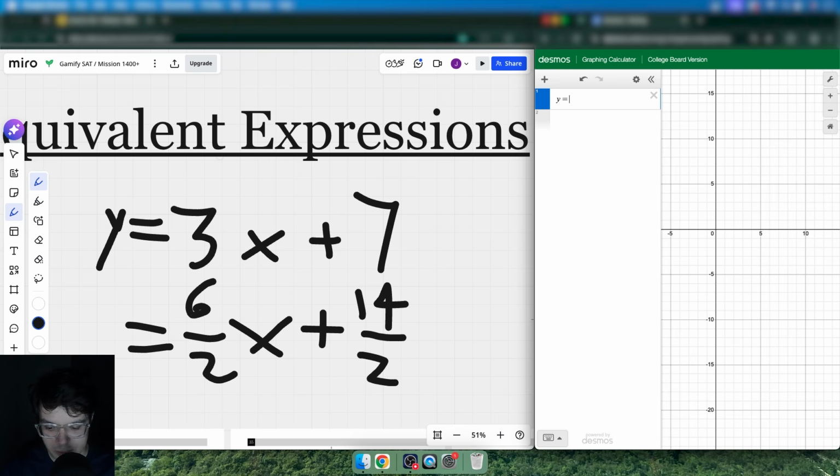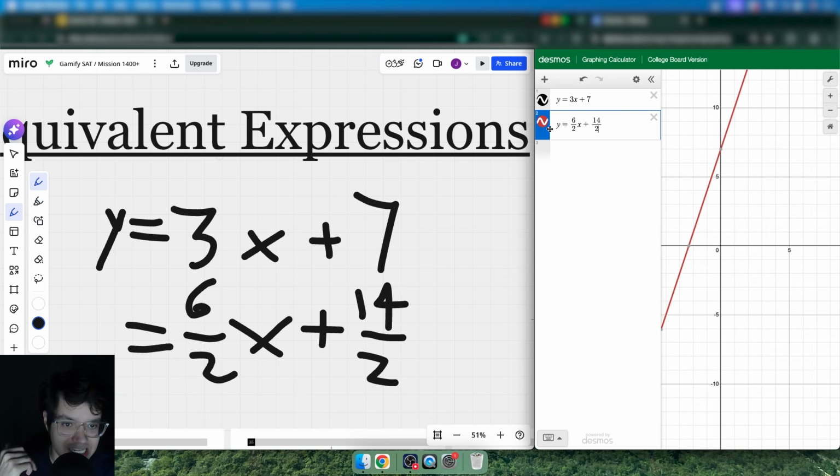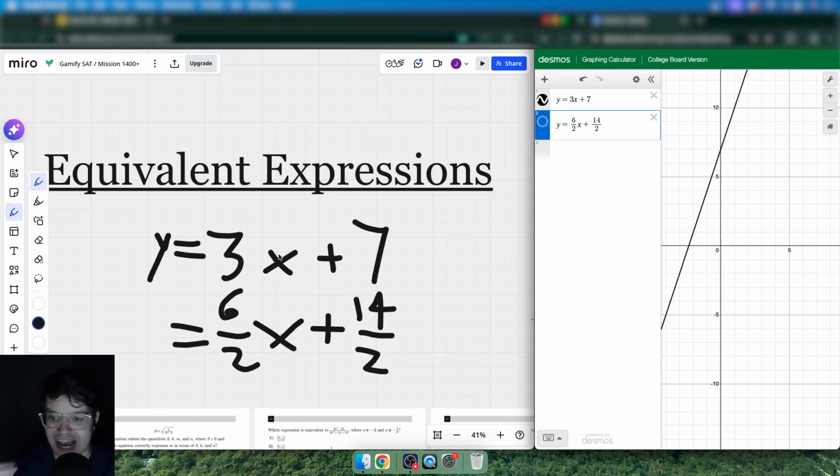If I go here in Desmos, I can type the first equation, and then the other one, and we're going to see it is literally the exact same thing. The red is in the exact same place that the black was originally. This is what equivalent expressions are. You can have multiple different things that have the same exact meaning in terms of what they show on the graph. They just look slightly different. There are many different ways this can occur, but this is the major way.